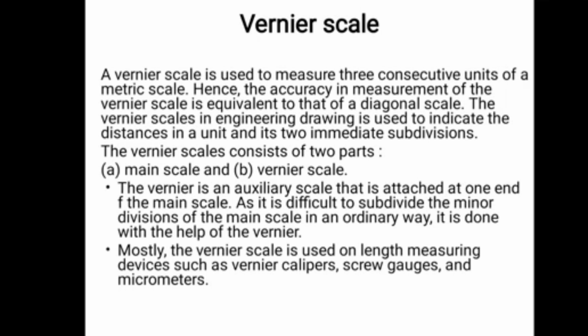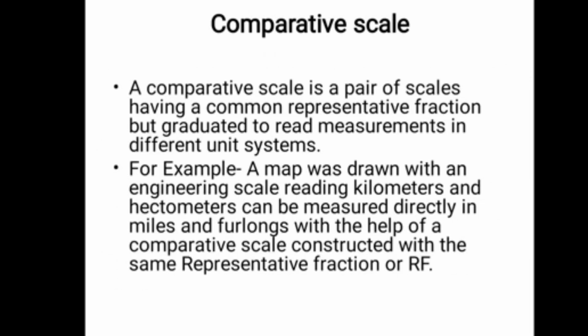The vernier scale is also used to measure three consecutive units, and it is in a metric scale. Basically it consists of two kinds of scales, the main scale and the vernier scale. With the help of the main scale and vernier scale we can find the most precise dimensions. It is basically used in vernier calipers, screw gauges, and micrometers.